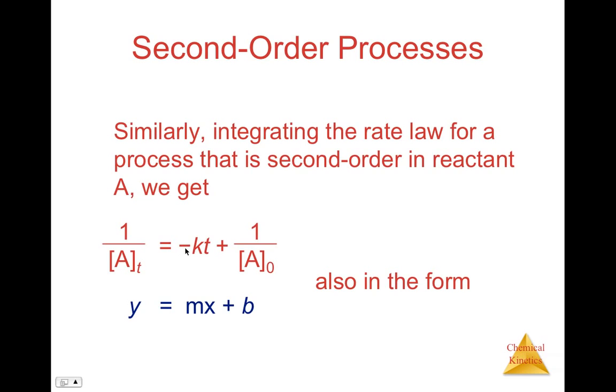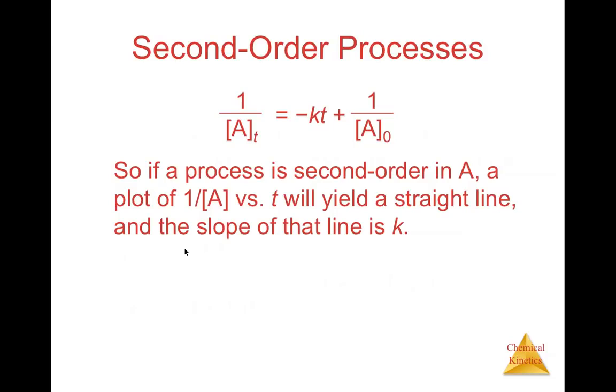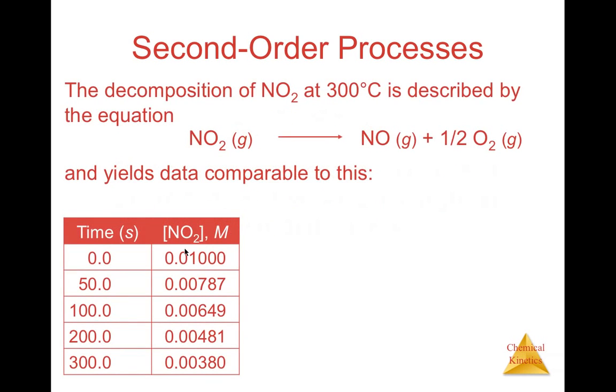This is an incorrect sign right here for the second order. It should be a positive sign right here. Please fix that in your PowerPoint packet. They've got it screwed up here. So you can see here it'll give you a t with a straight line, and the straight line is K.